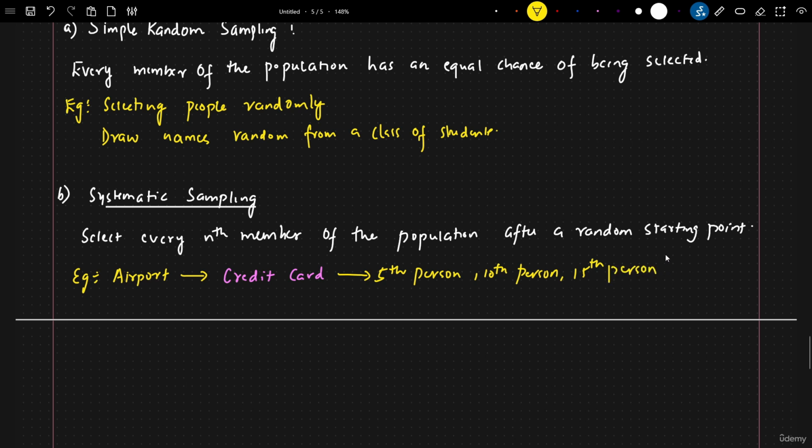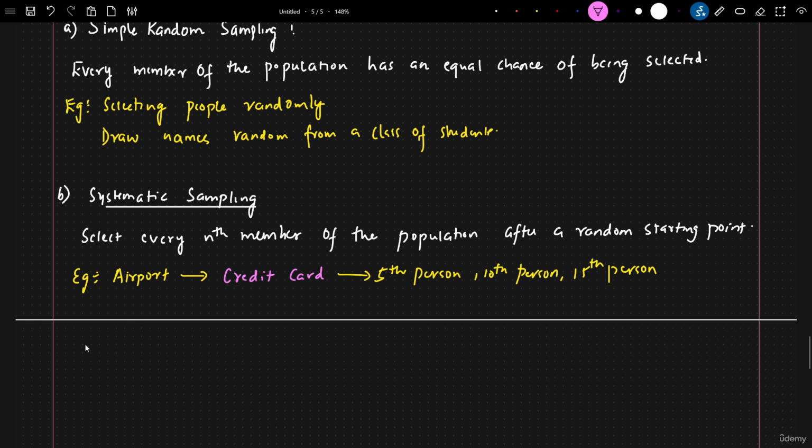So this kind of sampling, where we are just picking the nth member of a population, whoever is entering that particular airport, is called systematic sampling. Okay. So this can be a very good example.